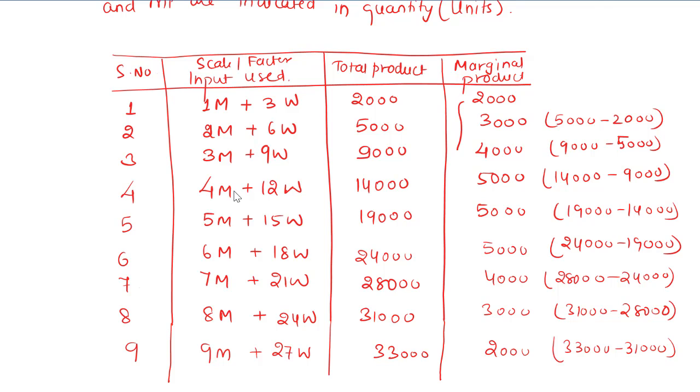So this is stage 1, this is stage 2 and this is stage 3. Increasing return, constant return, diminishing returns. I believe you understood.